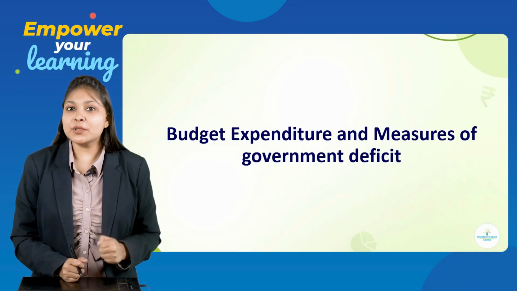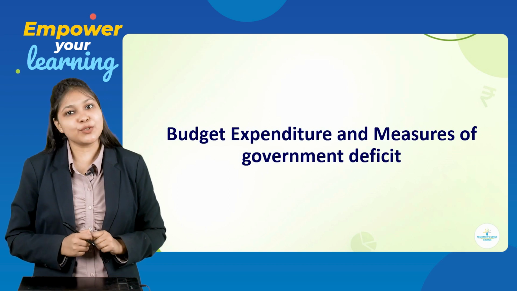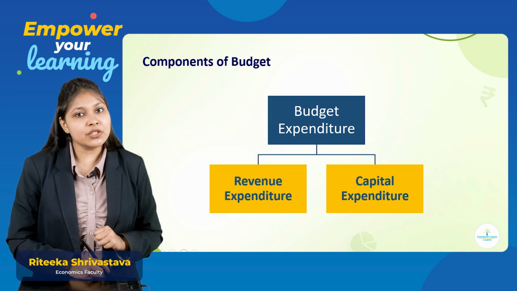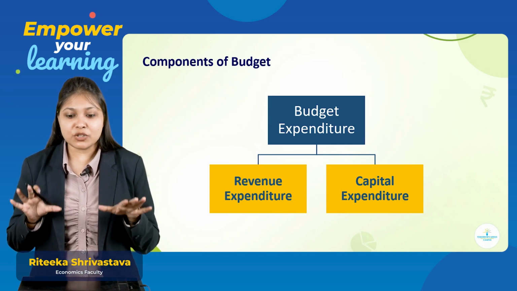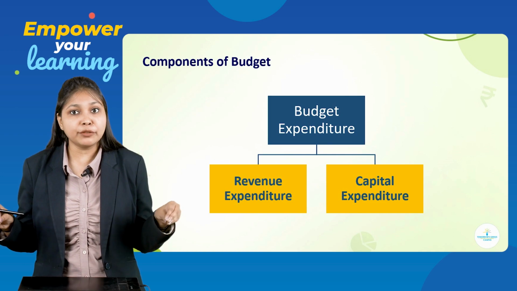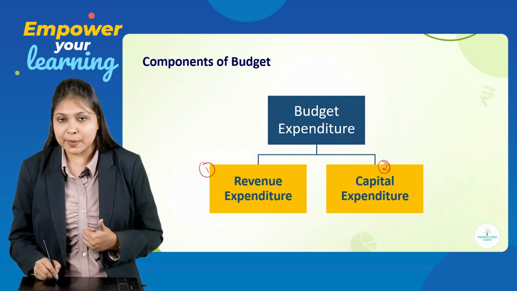Next thing we are going to study in this video is budget expenditure and measures of government deficit. These are the two important things from this chapter. So first of all, let us talk about budget expenditure. Budget expenditure is of two types: revenue expenditure and capital expenditure.